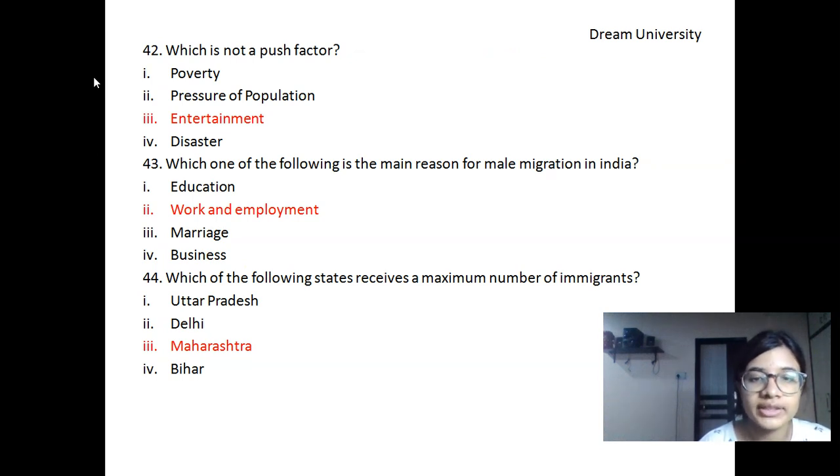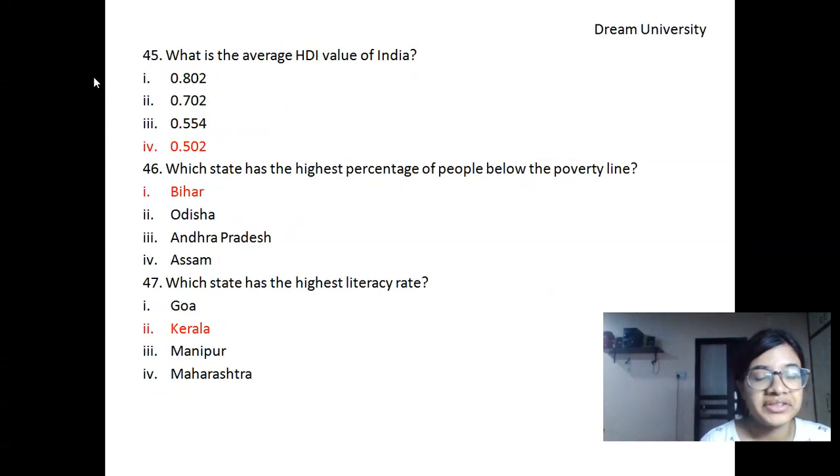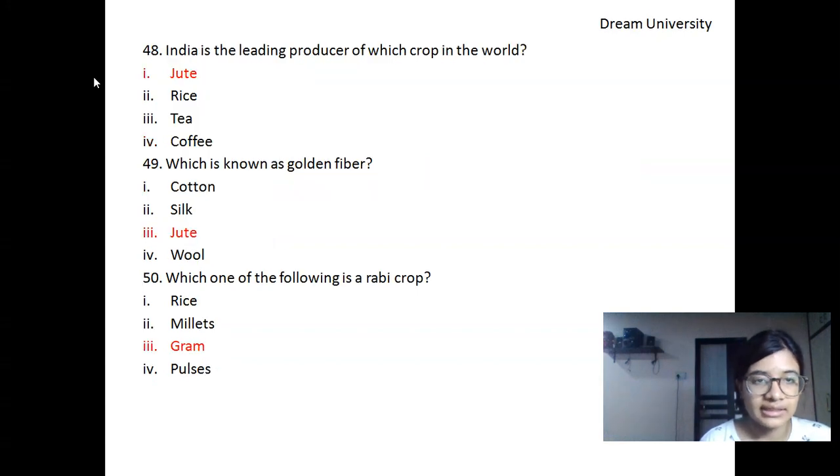Then, which of the following is the main reason for male migration in India? Work and employment. Whenever there is a better employment opportunity for someone, it is obvious that people will migrate to that place. And in India, we have male selective migration, and this is due to work and employment opportunities available in some other place. Then, maximum number of immigrants is received in the state of Maharashtra. Then average HDI value of India is 0.502. Then highest percentage of people living below the poverty line is Bihar. Then highest literacy rate, as we all know, is Kerala.